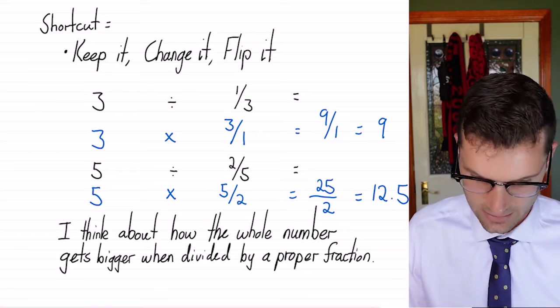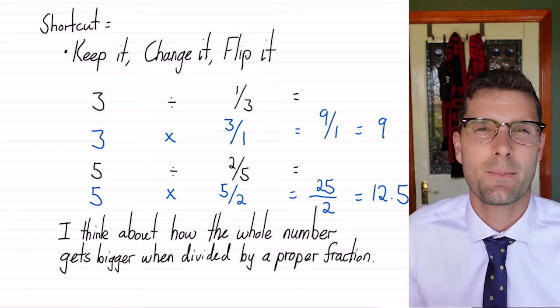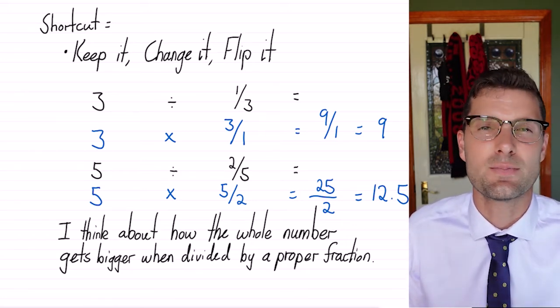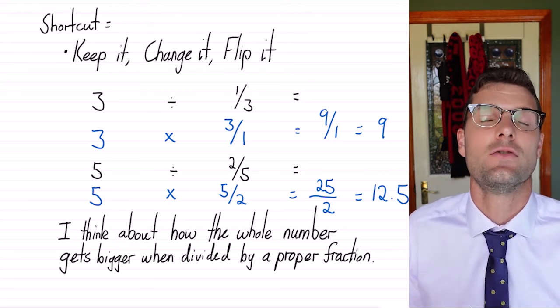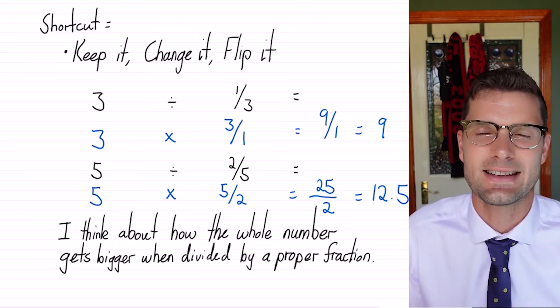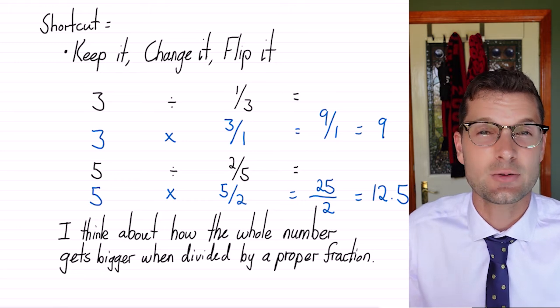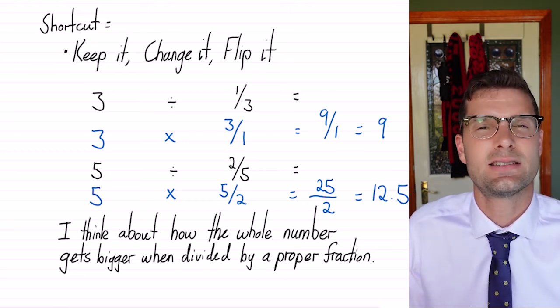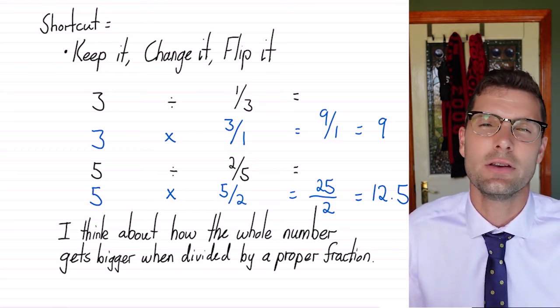So the way that I like to think about it is that the whole number becomes a bigger number, okay? It's broken into more parts, so you've got a higher whole number as your answer. This only happens when it's a proper fraction or less than 1, but it's still a really good way to know that you're on the right track.